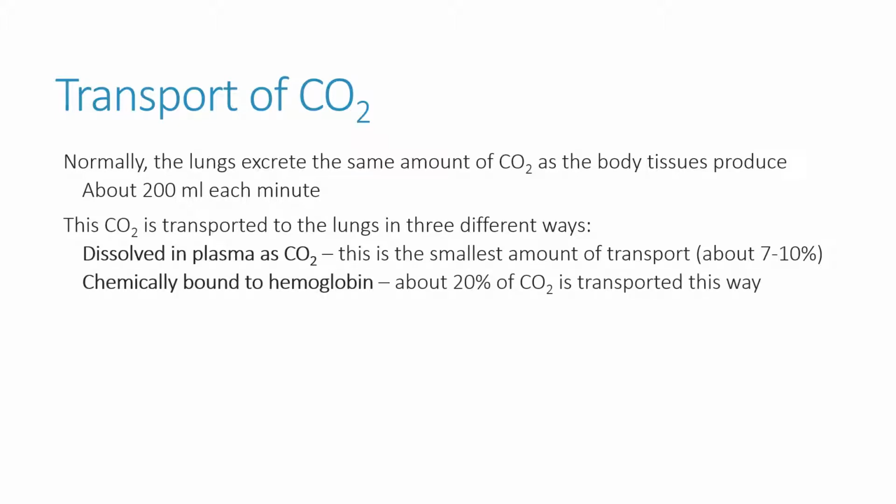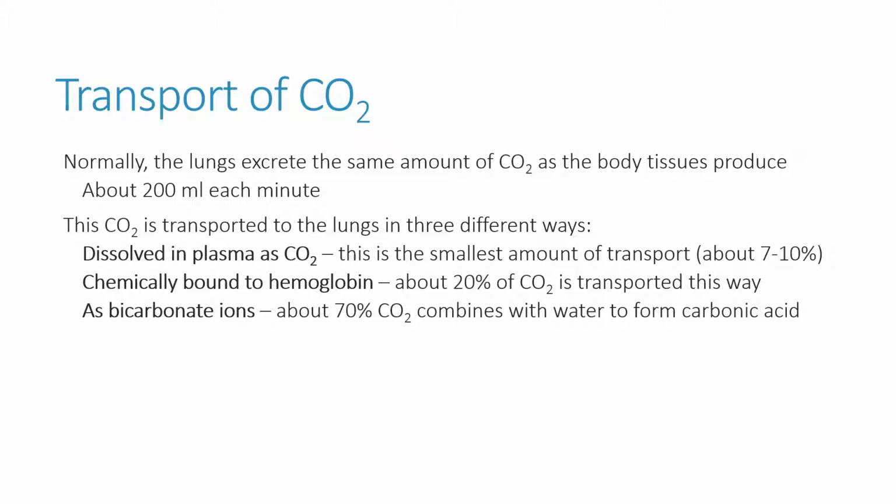The second major way that carbon dioxide is transported is chemically bound to hemoglobin. This accounts for about 20% of carbon dioxide transport through the blood. The major way that we transport about 70% of carbon dioxide through our blood is as bicarbonate ions. Carbon dioxide combines with water to form carbonic acid. Carbonic acid then dissociates to form these bicarbonate ions that are carrying most of the carbon dioxide through the bloodstream. Let's take a look at binding carbon dioxide to hemoglobin for just a moment.